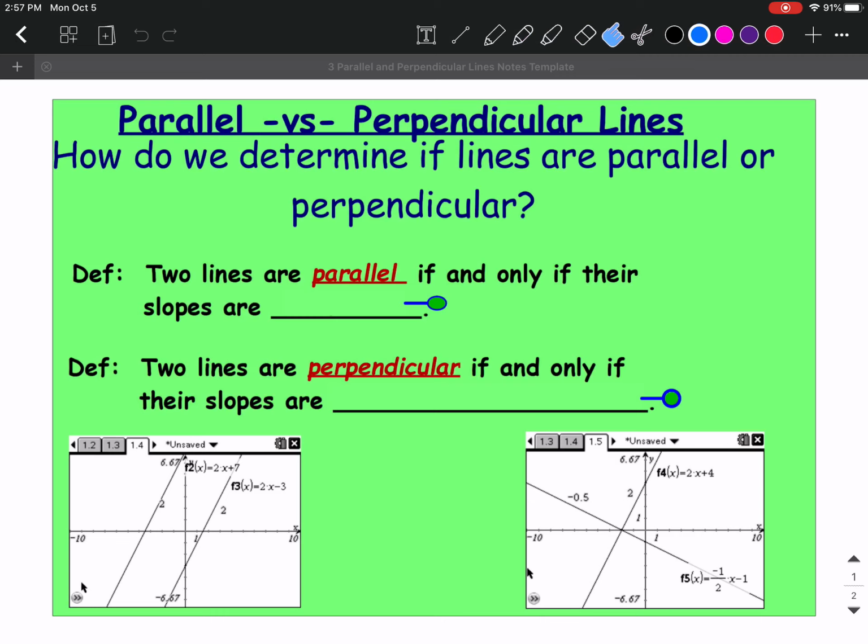Today we want to look at parallel versus perpendicular lines. How do you tell the difference if the lines are parallel or perpendicular? Well, remember, parallel lines, like in the picture on the bottom left-hand side, never meet. The reason they never meet is because their slopes are the same. So two lines are parallel if and only if their slopes are equal.